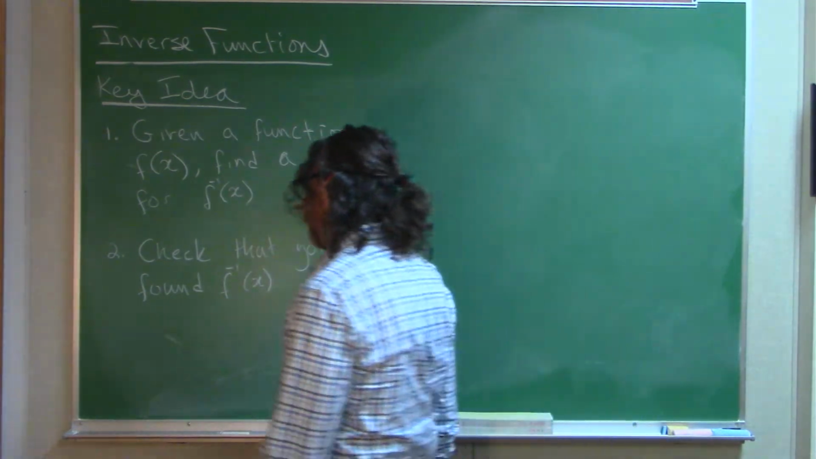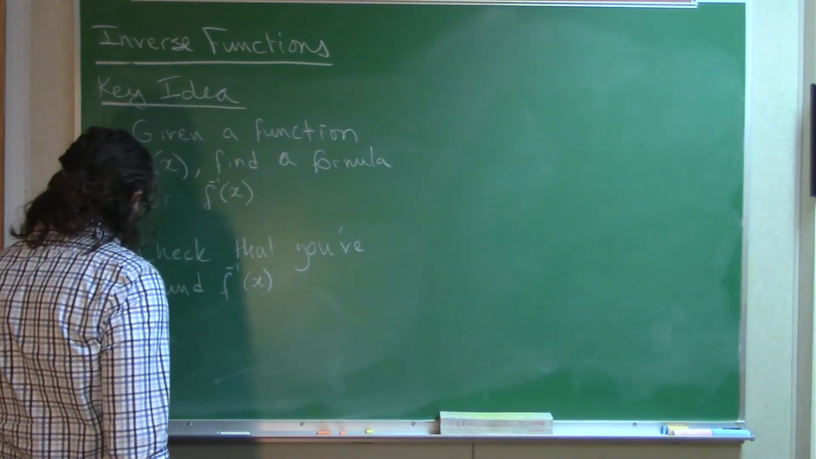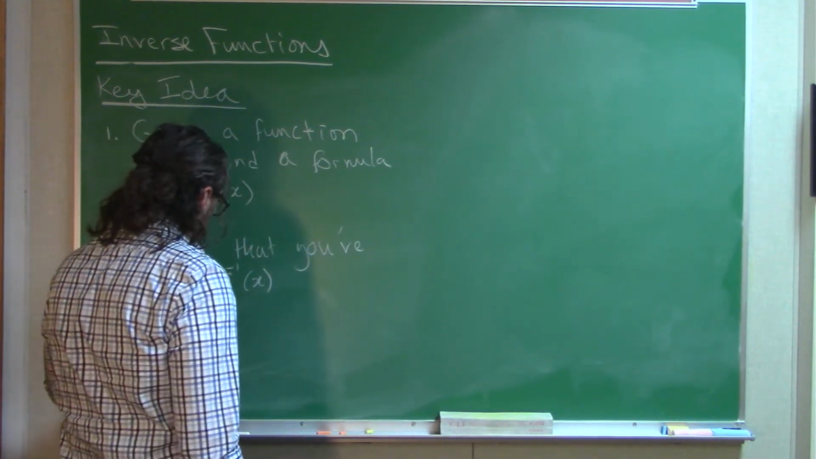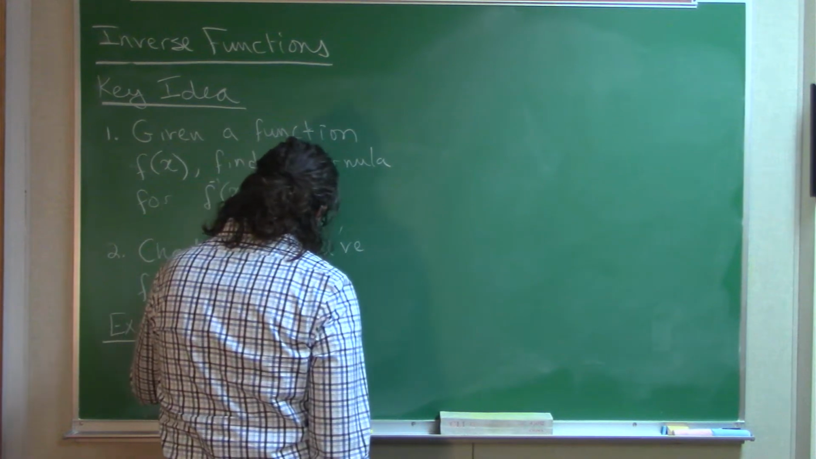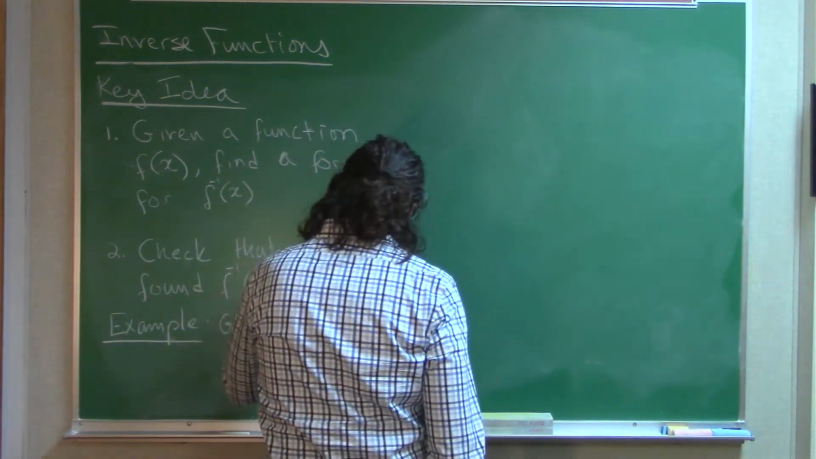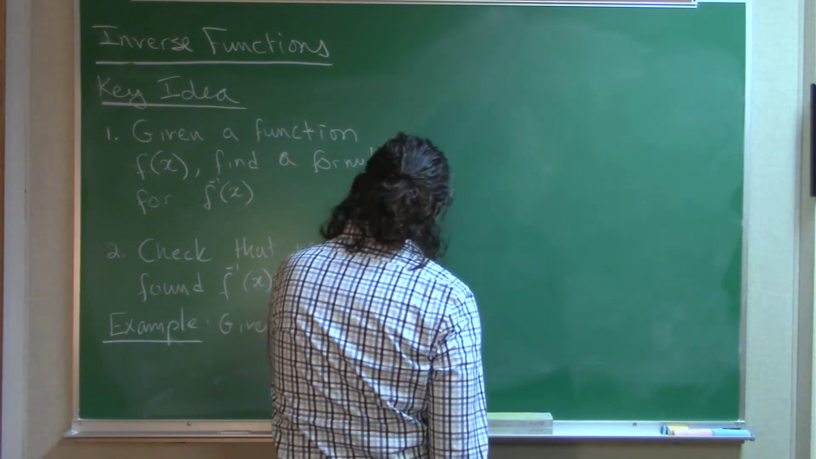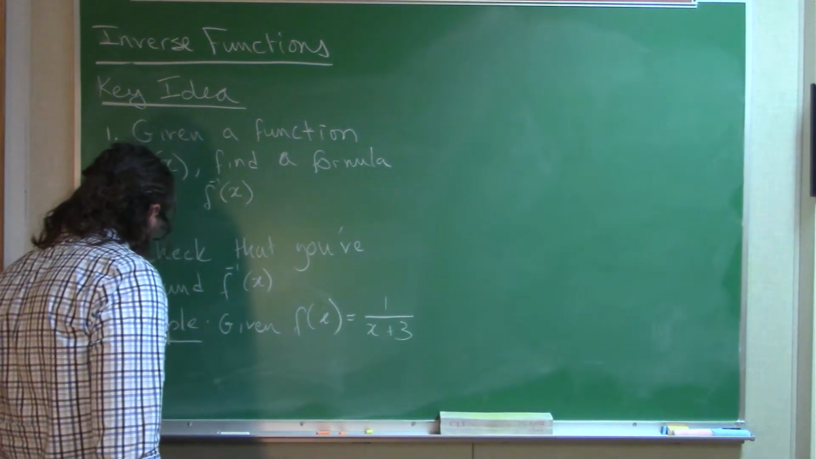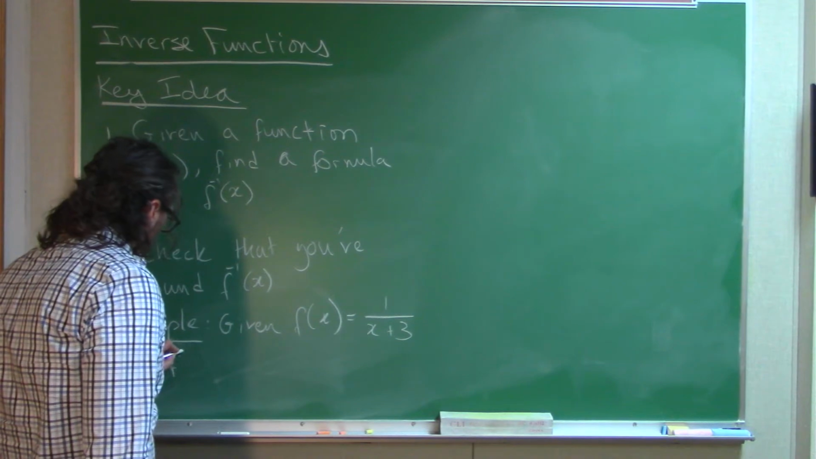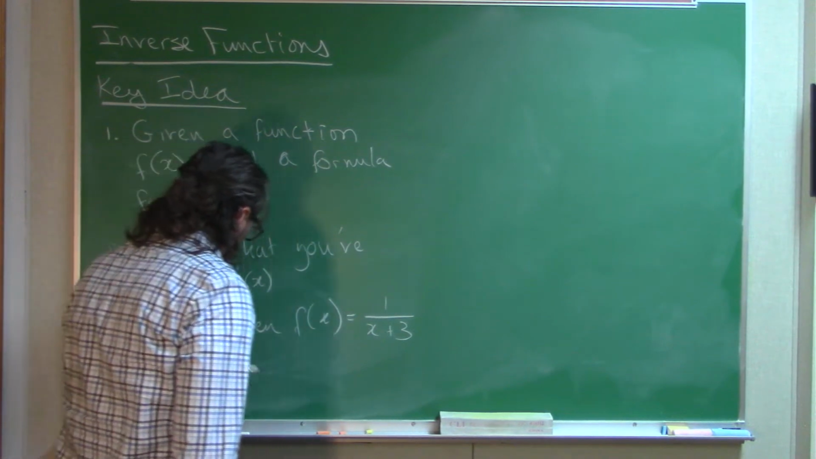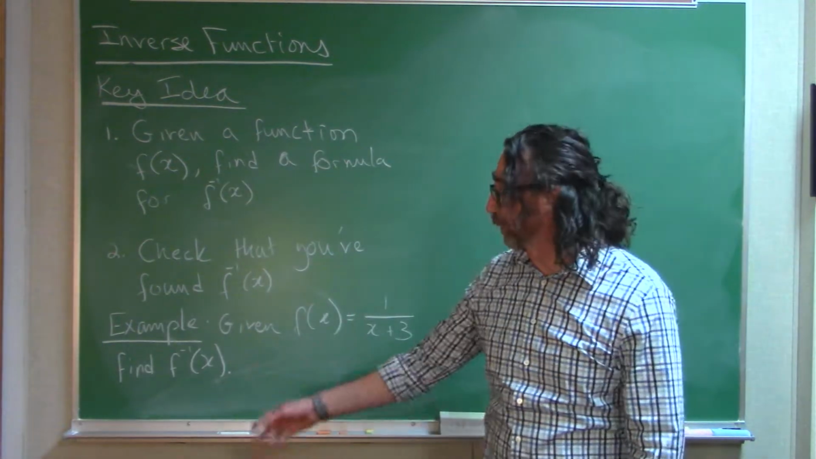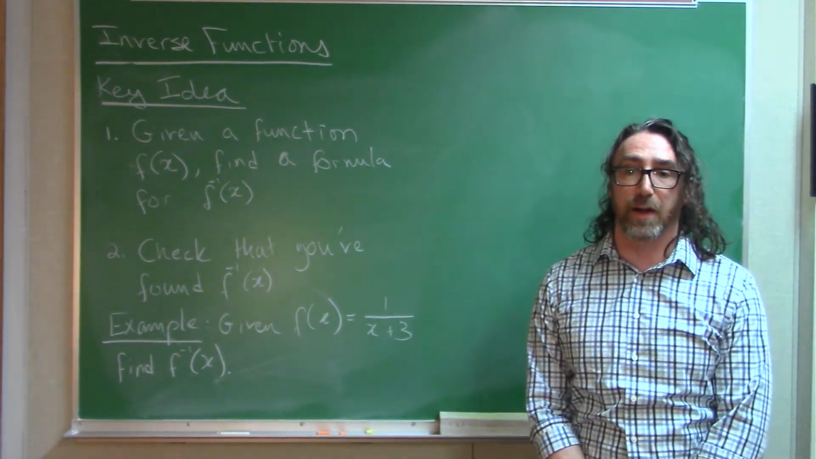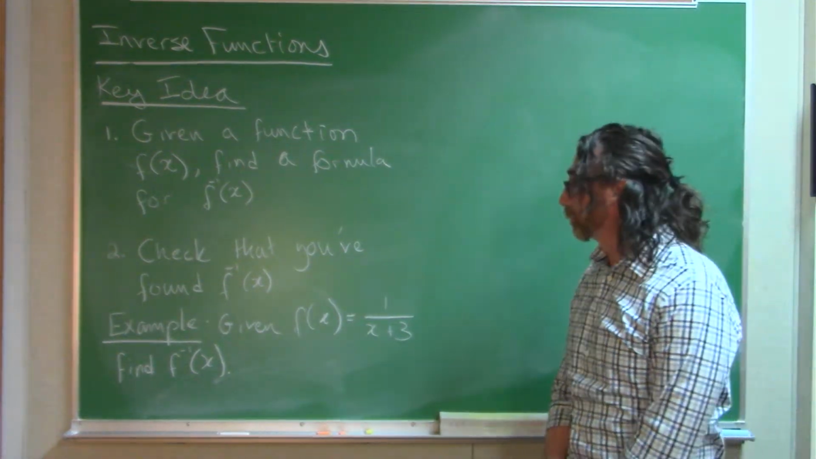Okay, let's start with a quick example. Now we're going to do something a little more complicated than what we did in the last video. Given f of x equals 1 over x plus 3, find f inverse of x.